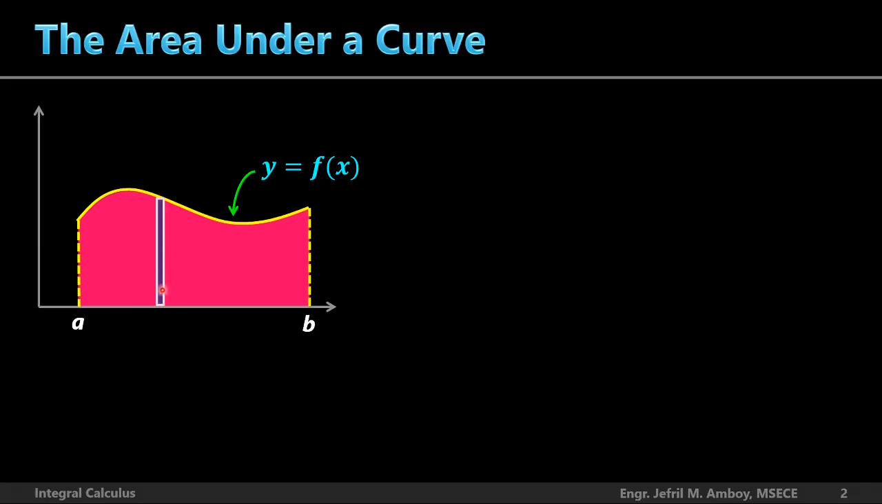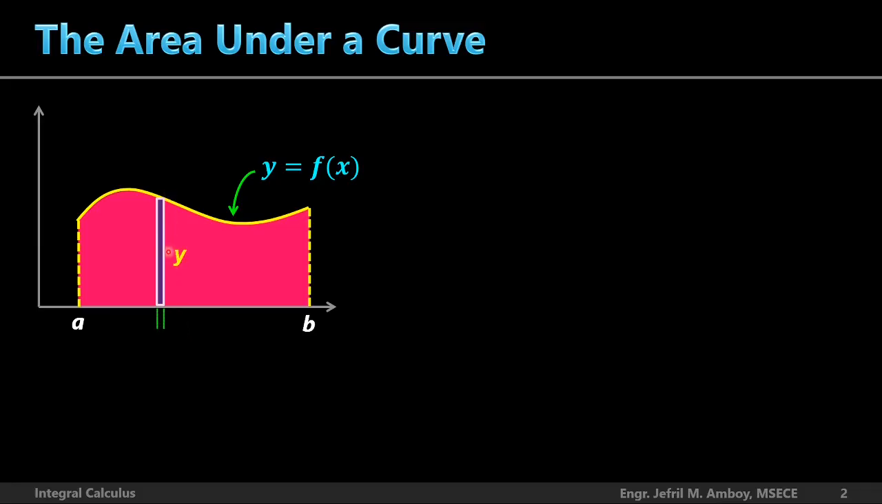Okay, so this rectangle has a length and a width. But its width is very, very thin because they are infinitely many. But the length of this rectangle varies depending on the value of the function. For example, if this rectangle is placed here instead, its length would be the value of the function at this point. If this rectangle is placed here, then its length from here to there would be the value of the function here at this point. That is why its length is represented by the value of the function y.